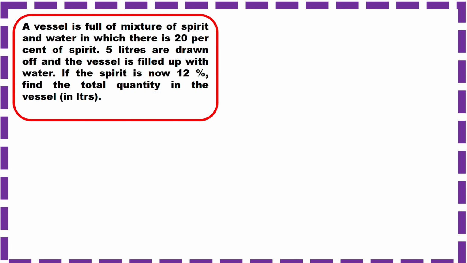A vessel is full of a mixture of spirit and water in which there is 20% of spirit. 5 liters are drawn off and the vessel is filled up with water. If the spirit is now 12%, find the total quantity in the vessel in liters. So let us assume the total mixture as x liters, and it contains 20% of spirit.